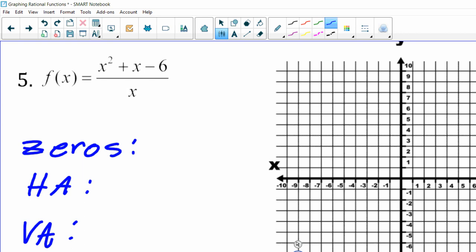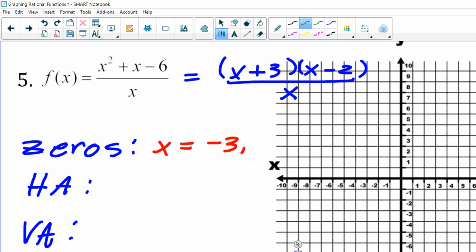What's the first thing I would suggest that you do here? Factor anything you can. Can you factor the numerator? Let's try. Zeros. And you put x equals. Don't just put down the numbers. So look, when x is -3 and when x is 2, you have x-intercepts. Plot those.